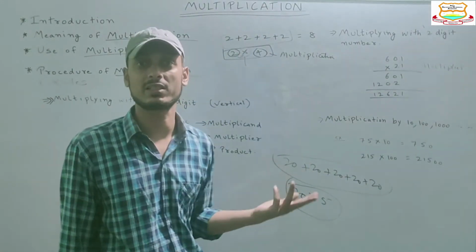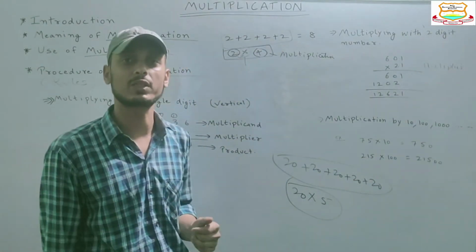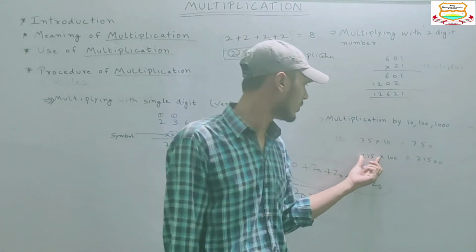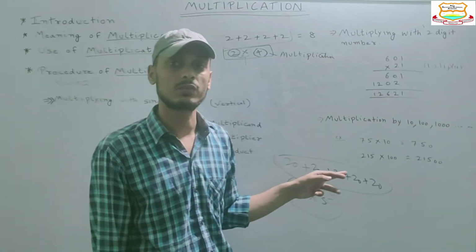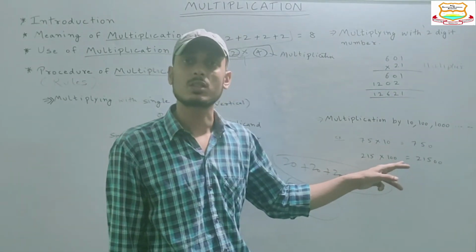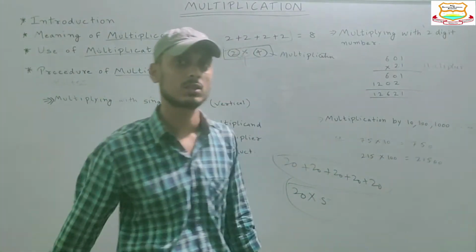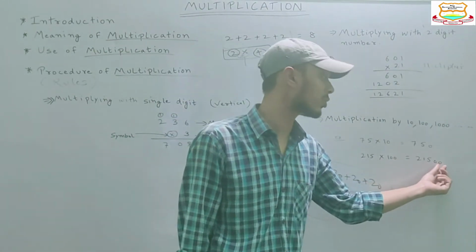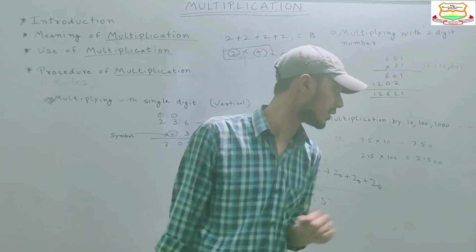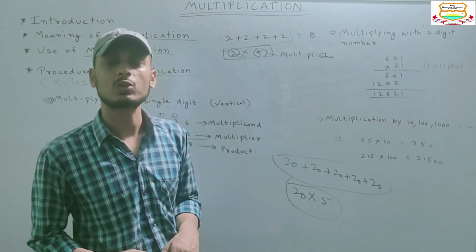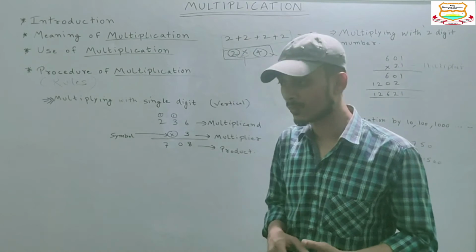Now let us see another example. 215 into 100. We write 215 and after that we count the number of zeros in the multiplier. How many zeros are there? 2 zeros are there. Then we put 2 zeros after that number. The answer will be 21,500. Got it? So I hope you all have understood whatever I have taught today about multiplication.